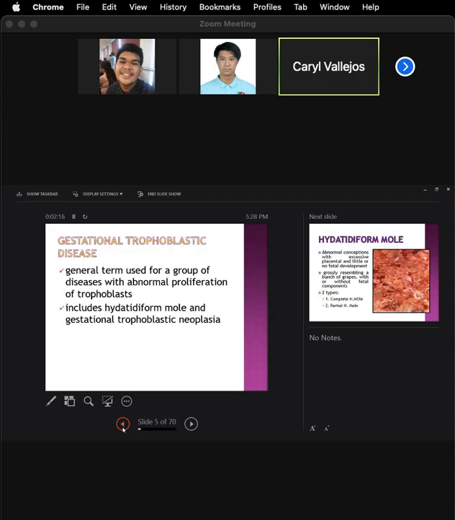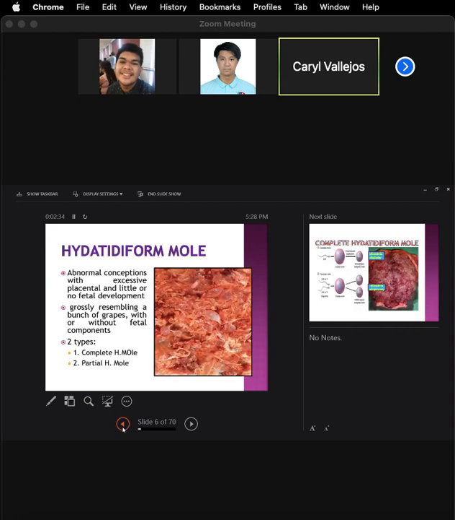So what is gestational trophoblastic disease? This is a general term used for a group of diseases with abnormal proliferation of the trophoblast. This includes hydatidiform mole and gestational trophoblastic neoplasia. So what is hydatidiform mole? Hydatidiform mole is an abnormal conception with excessive placental and little or no fetal development. They grossly resemble a bunch of grapes with or without fetal components. We have two types, the complete hydatidiform mole and the partial hydatidiform mole.